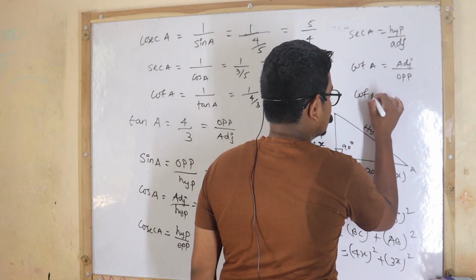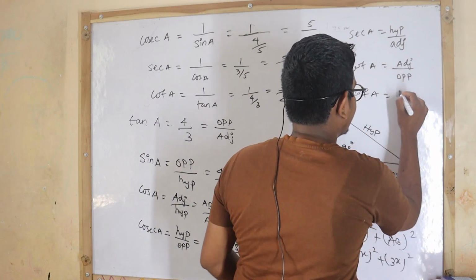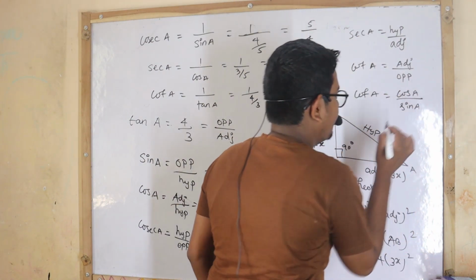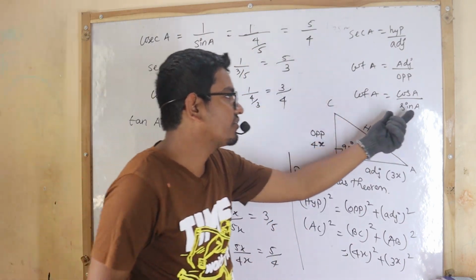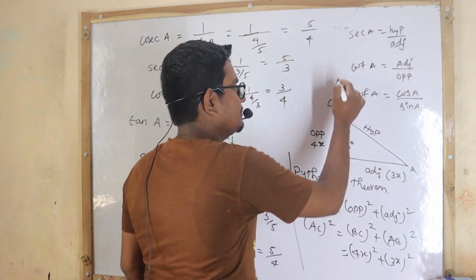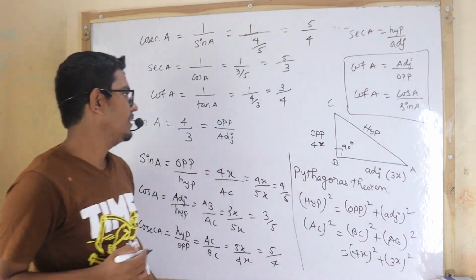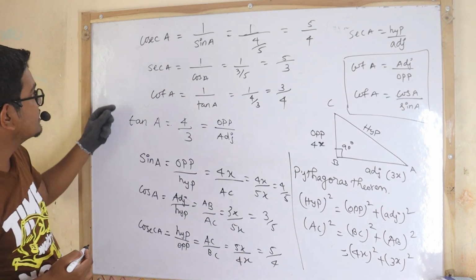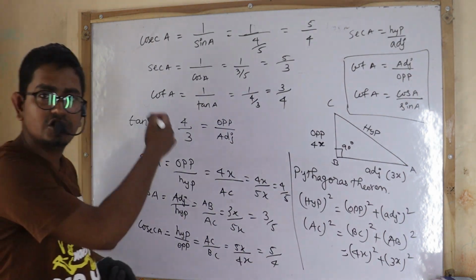Cot A is equal to cos A upon sin A. If you try this method, you will get the answer as 3 by 4. If you try the other method, you will also get the same answer, 3 by 4. You can verify it by doing it in your notebook. So these are the 6 trigonometric ratios, as we can see here.